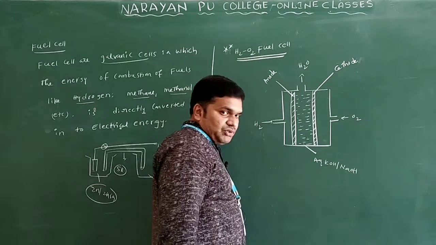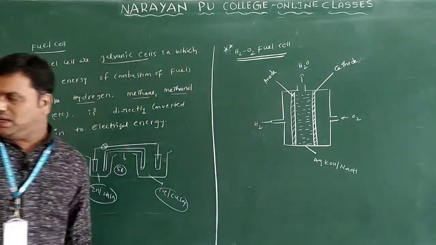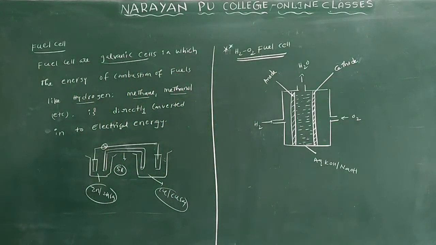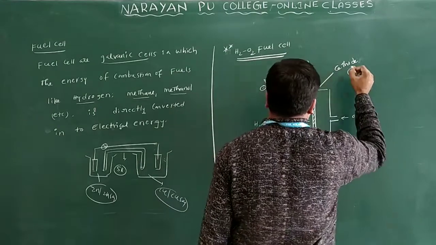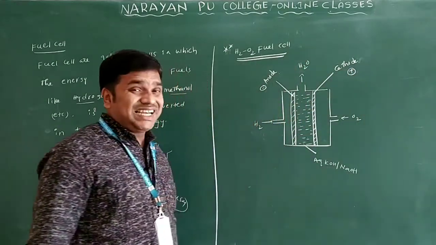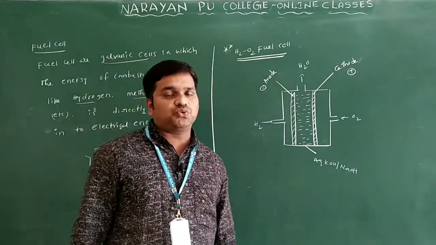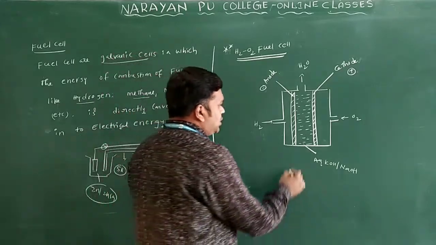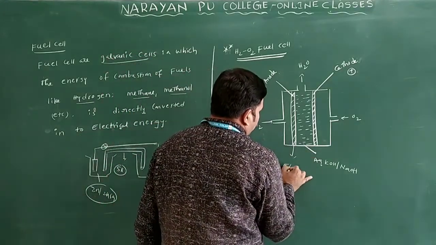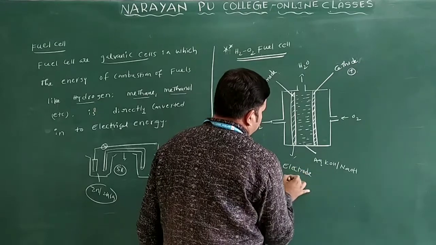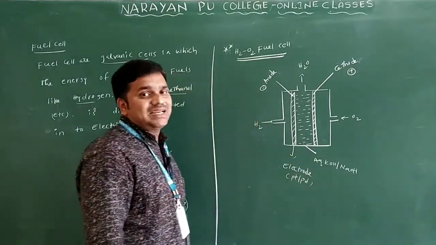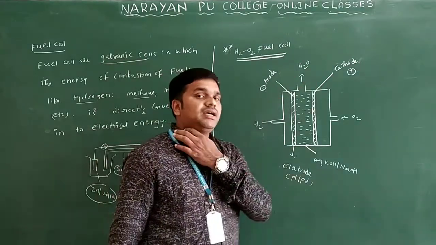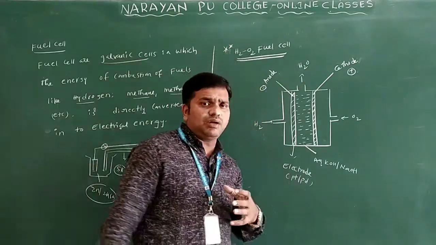This is the diagram of the H2O2 fuel cell. In this we have to observe the anode and the cathode. Anode means the negative compartment, and cathode means the positive compartment. So this is the construction of the H2O2 fuel cell. These are the electrodes, platinum or palladium, one anode and one cathode.